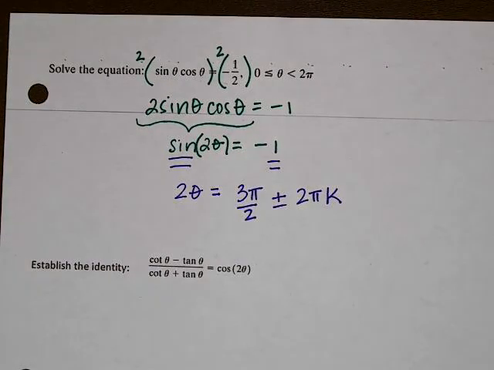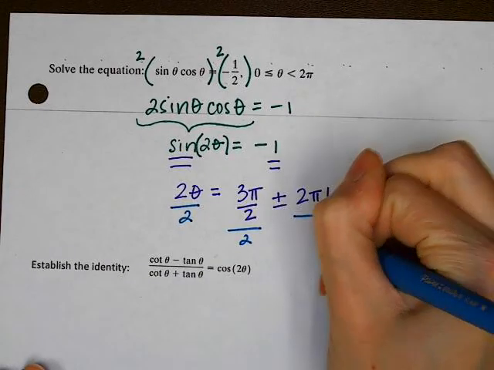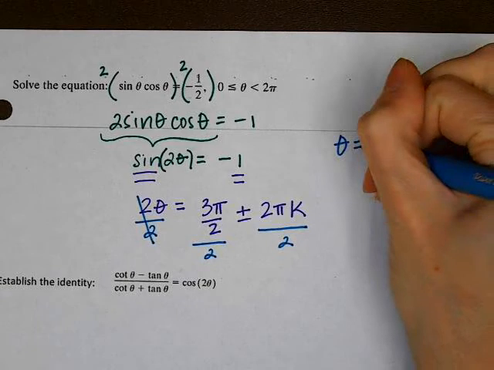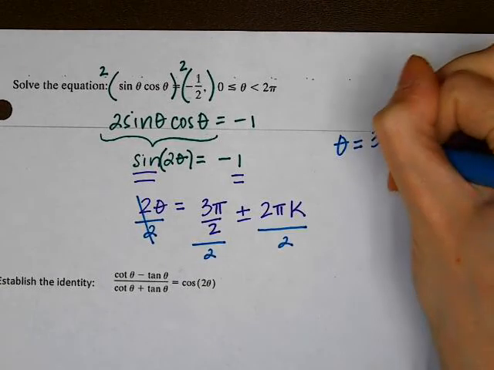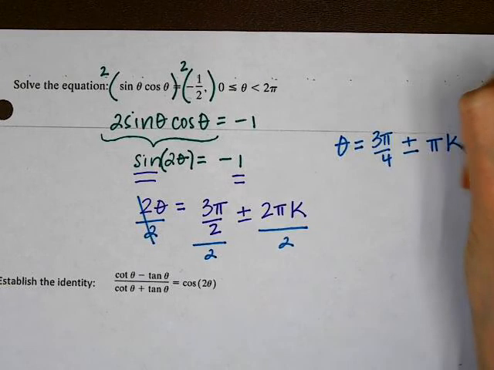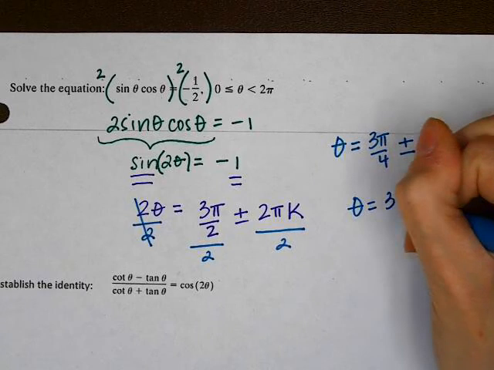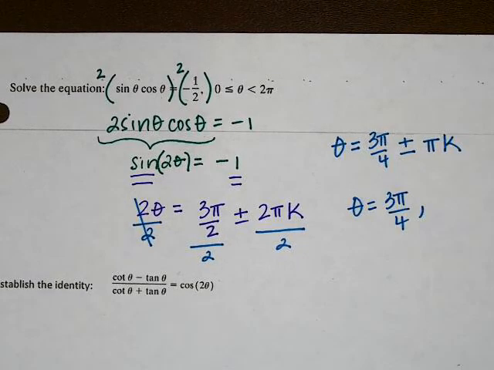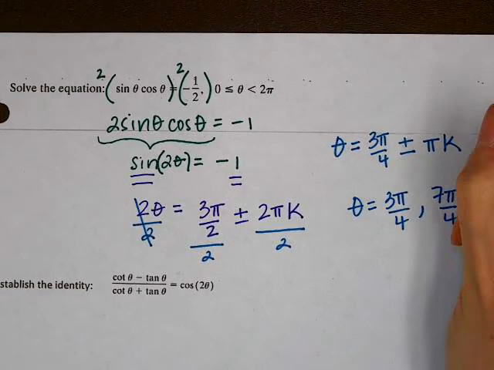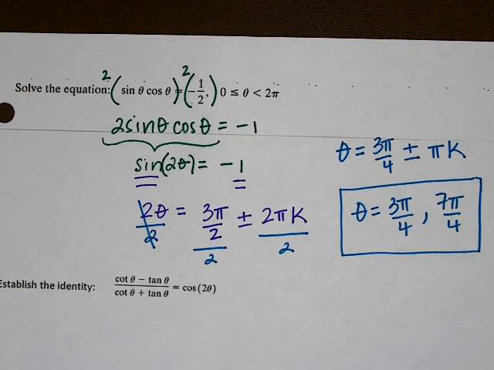All right, but we got to get theta alone. So we need to divide everything by 2. And now let's get our answers. So theta equals, well, this would be 3 pi over 4, and then plus or minus, these would cancel, just pi k. All right, so we're going to have 2 answers, 3 pi over 4, but then if you add pi, it'll also get us 7 pi over 4. And then you won't be able to add pi again, or you'll be out of the 0 to 2 pi restriction.